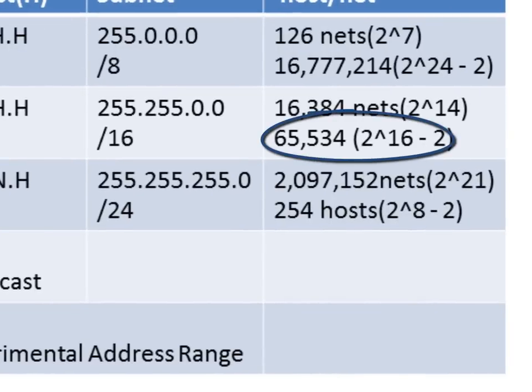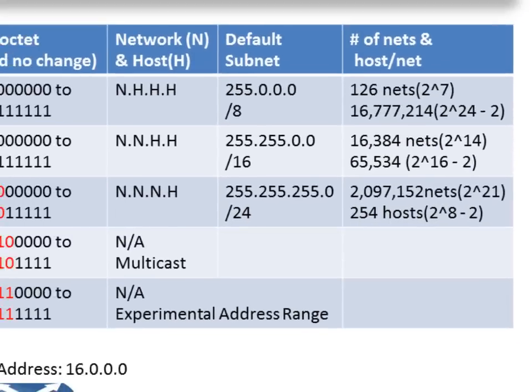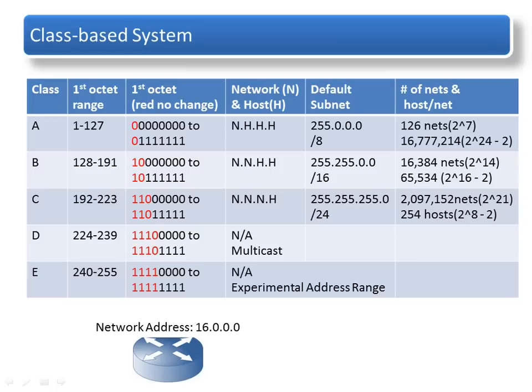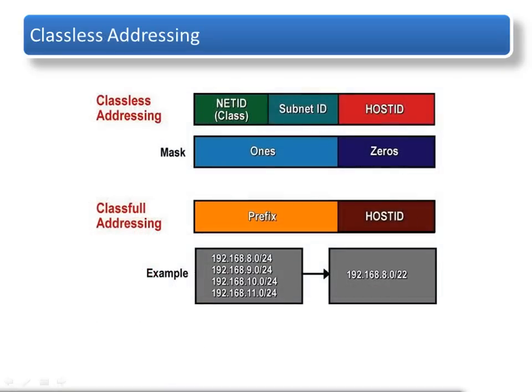65,500 addresses. When assigning a company a classful address, no two companies can have the same network address. All host addresses were allocated to that one particular company. In this example, all 65,500 addresses were given to the company even though all they needed was 260 addresses, wasting just over 65,274 host addresses. The system that is currently in use is referred to as classless addressing.